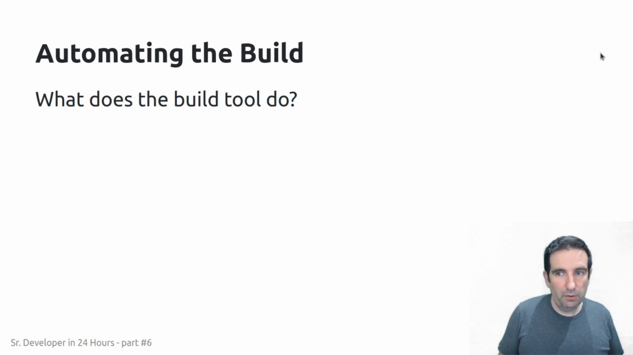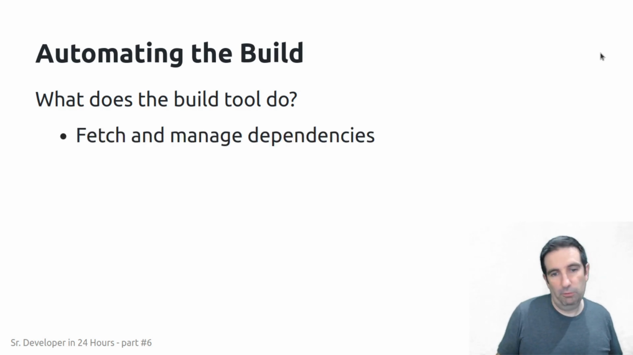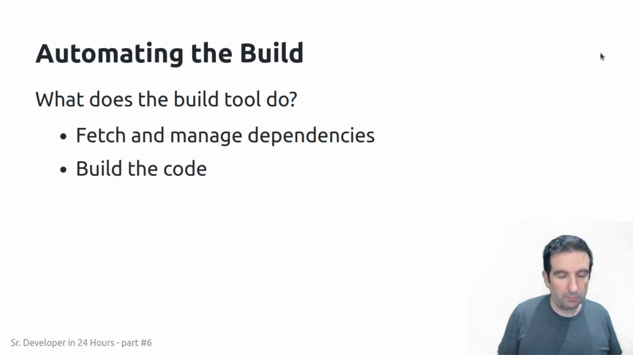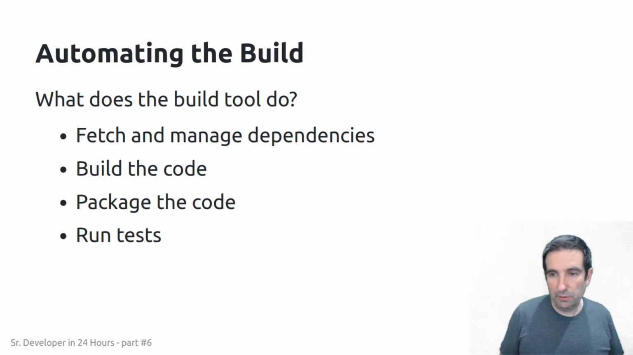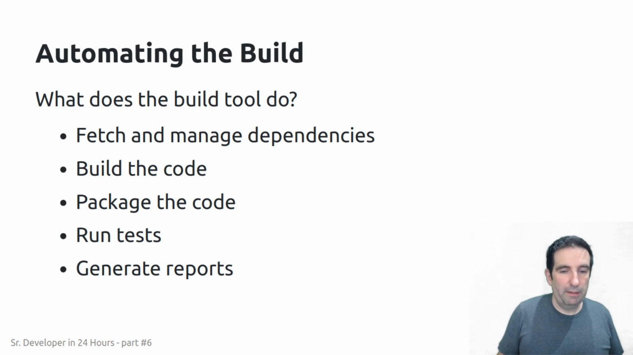Okay, so what does the build tool that we're going to use to automate this build actually do? Normally, it will fetch and manage dependencies for us. It will actually build the code. It will ensure that the right options are used to build the code. It will also package the code into a way in which it can be consumed by other teams, by QA, by our users, in a way in which we can deploy it into the different environments in which it's going to run. Automating the build normally also entails running the tests. And finally, it can generate a few reports that we can then use to gather metrics and make informed decisions of where we should be spending our time.